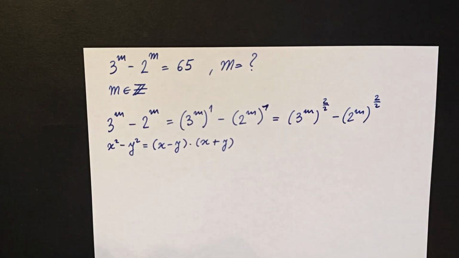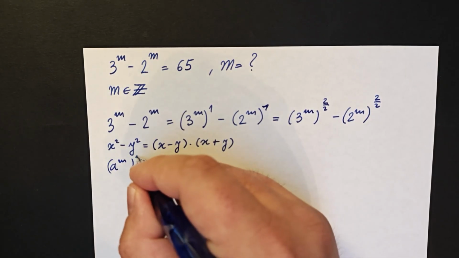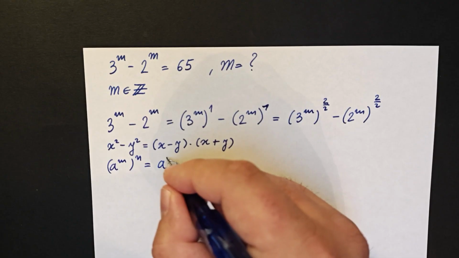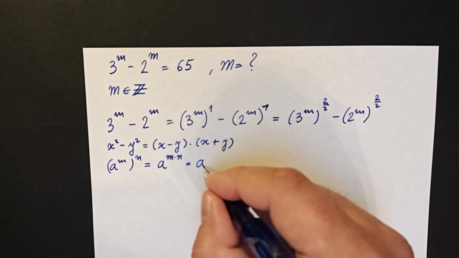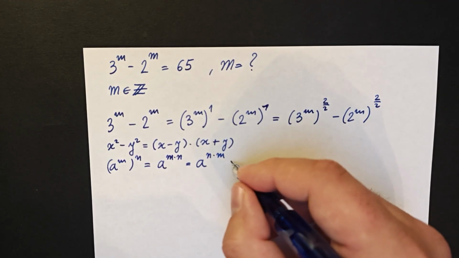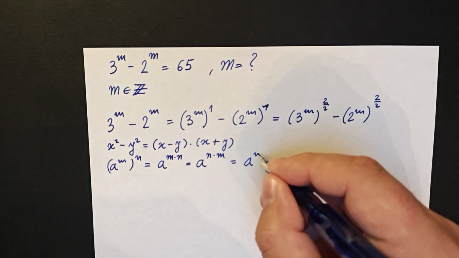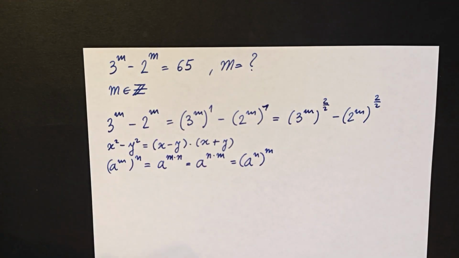Note that I am using an exponential rule here, which states that a to the power m to the power n is equal to a to the power m multiplied by n. This is the same as a to the power n multiplied by m, which is then a to the power n and then raised again to the power m.